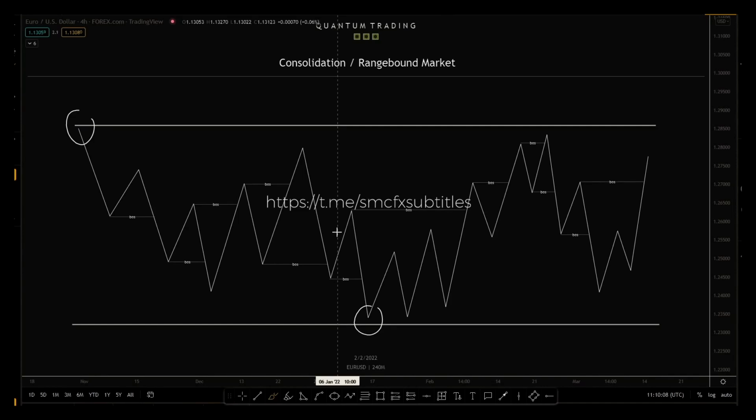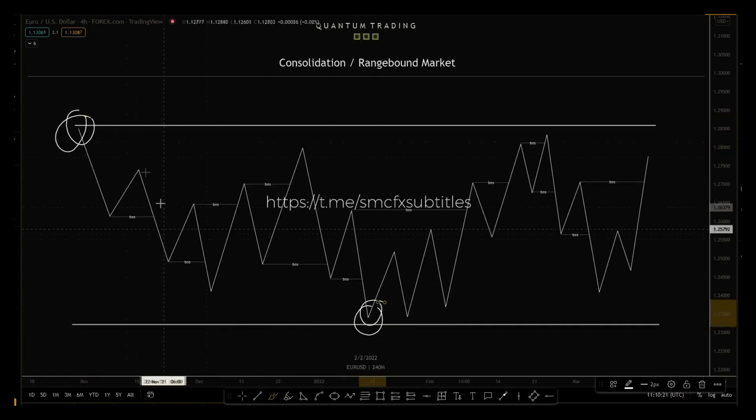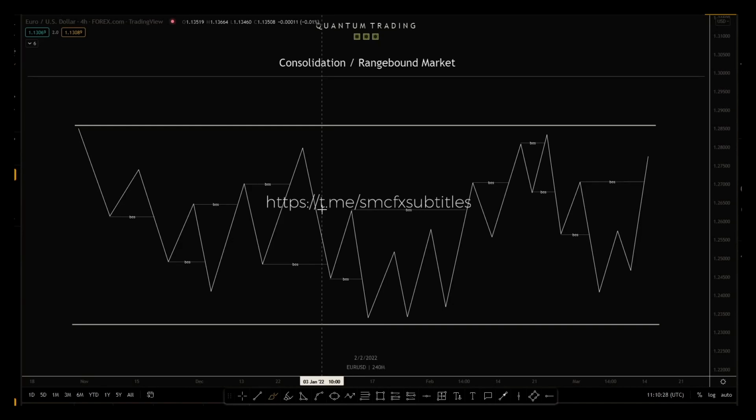Market structure isn't being respected cleanly. Obviously, when we see this bullish market structure, we then start seeing this bearish market structure, and we're just seeing highs and lows consistently being broken, and these swing points, or these highs and lows here, price is just contained between the two. So that is what we're looking for when we are in a consolidation or a range-bound market.